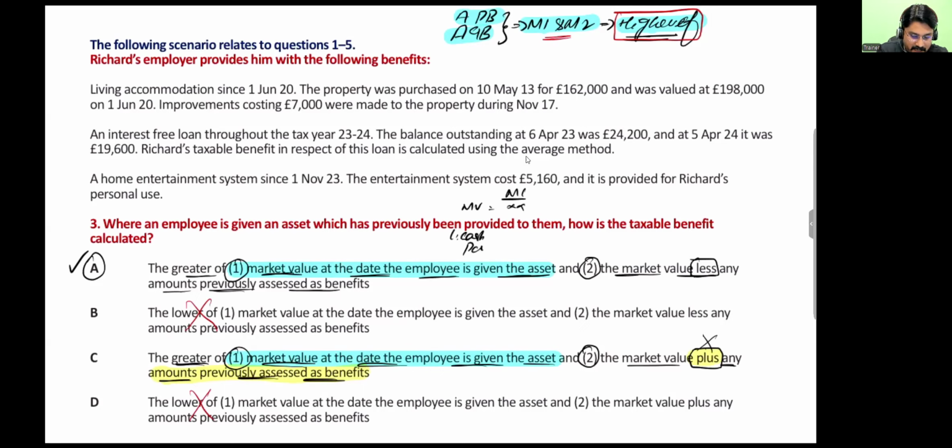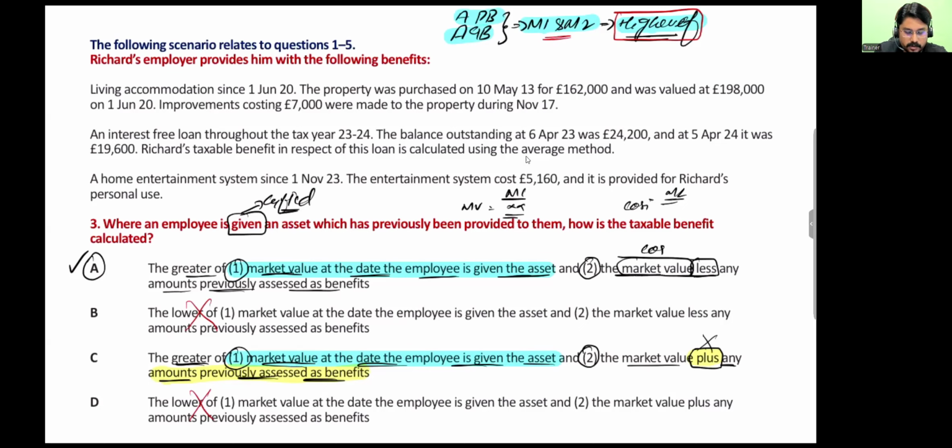In this case, the asset is gifted, not purchased. Given means the asset is gifted. In a gift situation, no cash consideration is involved. So under method 1, the market value will be the relevant amount. And in method 2, we take the cost, and instead of the word cost, here the market value is used.